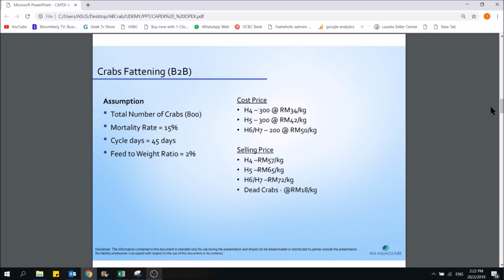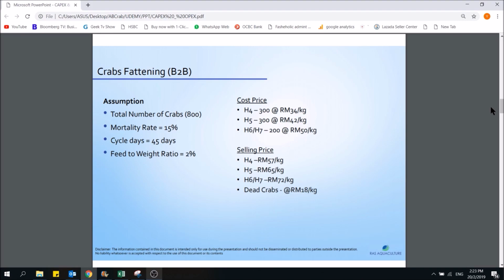boxes. The fattening cycle is about 45 days with a mortality of about 15%. Right now we are doing about 10 to 20%, and our fattening cycle is about 30 days. And the feed to weight ratio is about 2 to 3%. So in this case, I'm presenting a B2B. B2B is business where you are essentially selling crabs to restaurants and not to end consumers. So in a separate presentation, I'll show you what the differences are.